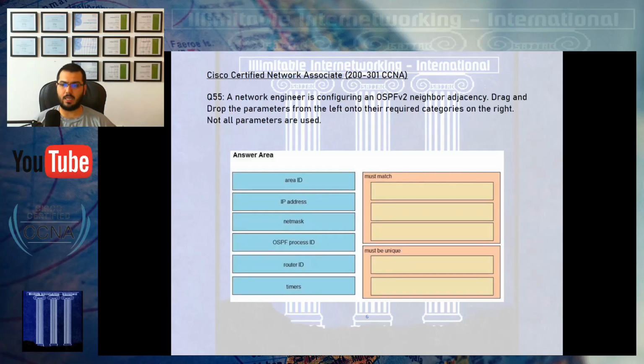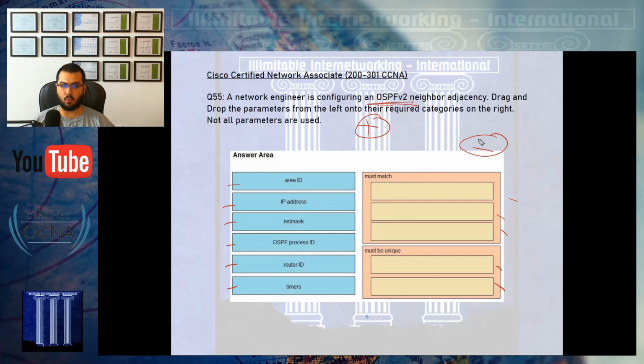Okay, DND. A network engineer is configuring OSPFv2, which is IPv4 OSPF, neighbor adjacency. Drag and drop the parameters from the left onto the required categories on the right. Not all parameters are used. Why not all the parameters are used? Because we have 5 answers and 6 parameters. So one of them should be neglected. Okay, so this is the neighbor adjacency.